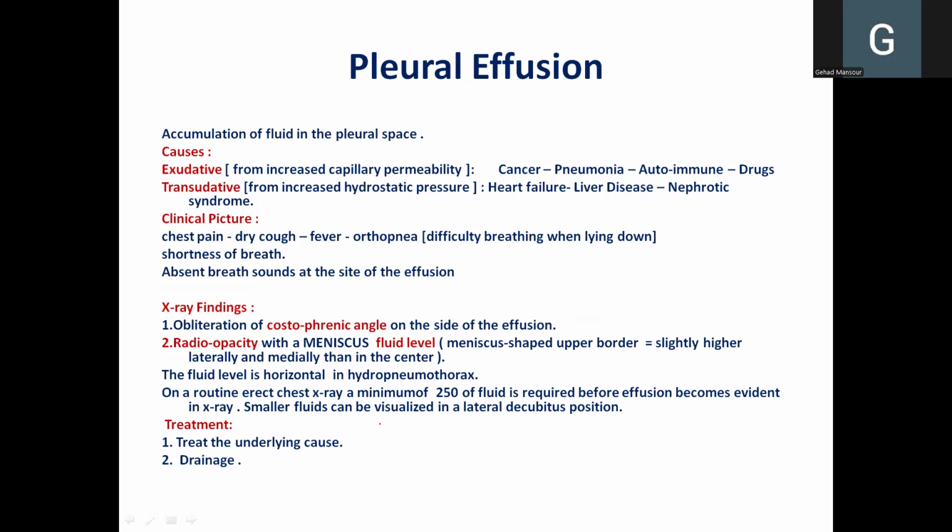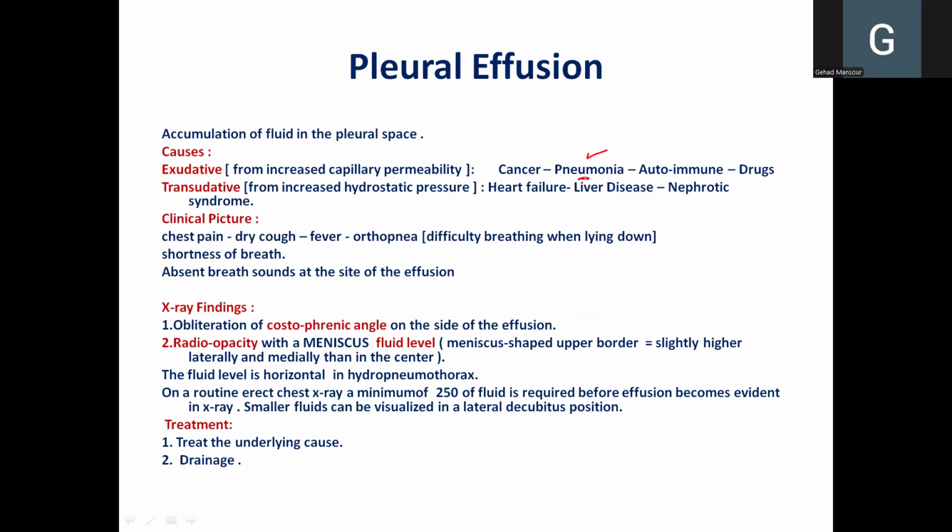Of course, we talked before about the clinical picture, but before talking about it, I would like to read the first paragraph here. The pleural effusion is abnormal accumulation of fluid in the pleural space. Exudation and transudation are the causes. So we have exudative pleural effusion, like in inflammation.